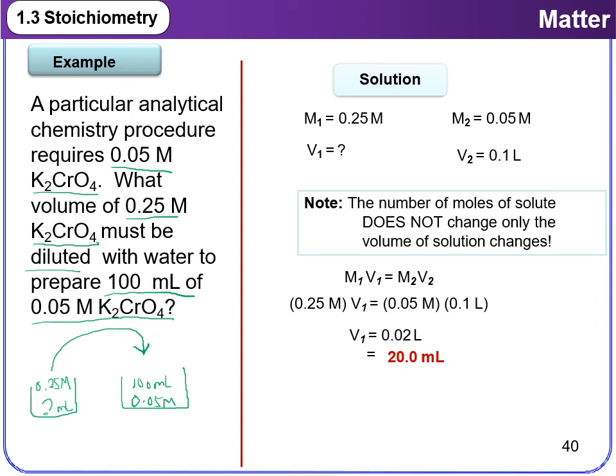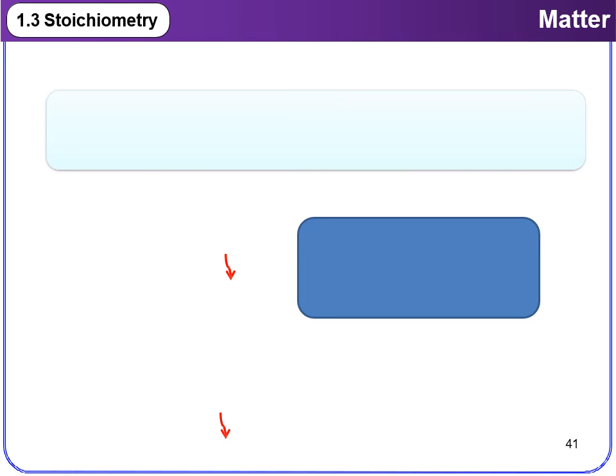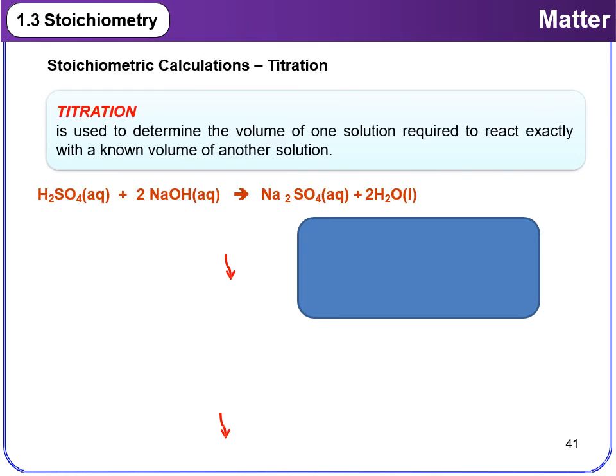Okay, so then we will find that we need to transfer 20 ml of 0.25 molar potassium dichromate(VI) into a new beaker, and then add another 80 ml of water. Then we will be able to get a solution whose concentration is 0.05 molar and whose volume is 100 ml.